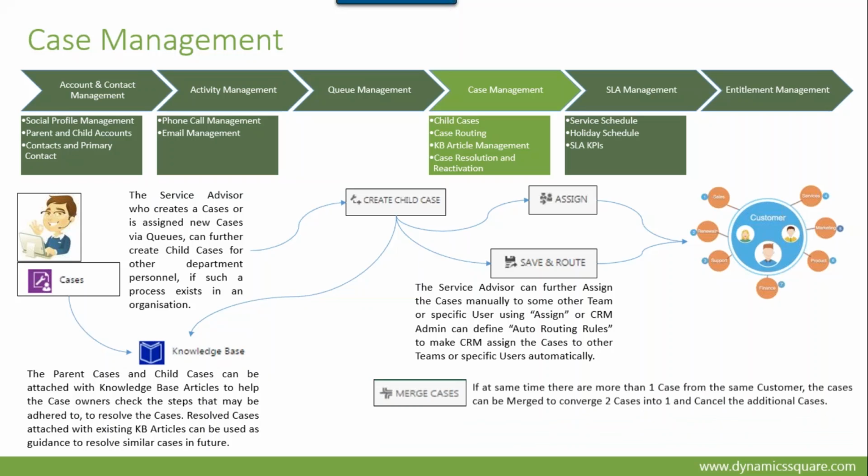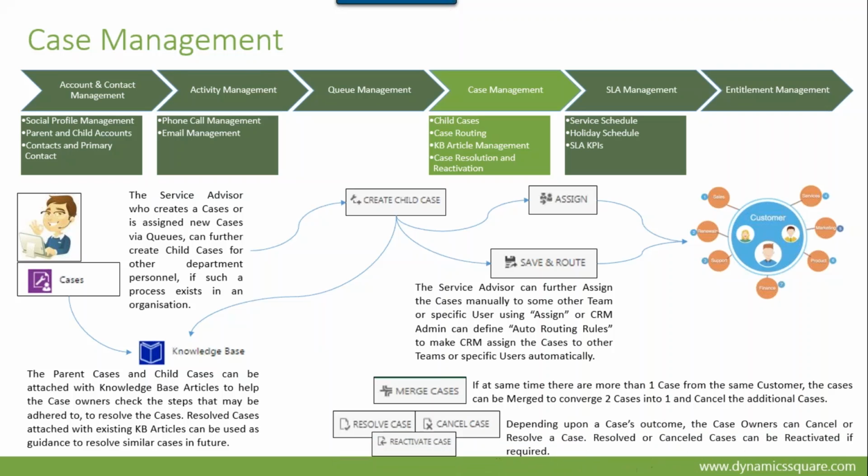If at the same time there is more than one case from the same customer, the cases can be merged to converge two cases into one and cancel the additional cases. Depending upon a case's outcome, the case owners can then further cancel or resolve a case. If there are cancelled or resolved cases, these can also be reactivated if required.